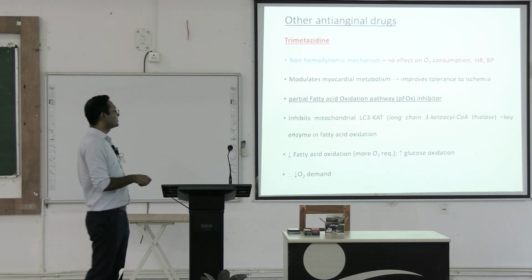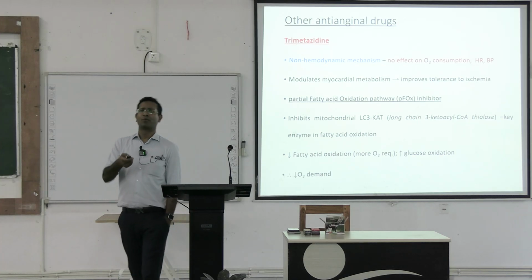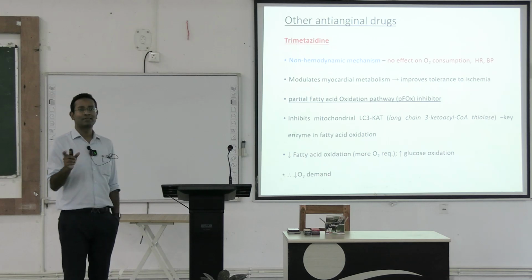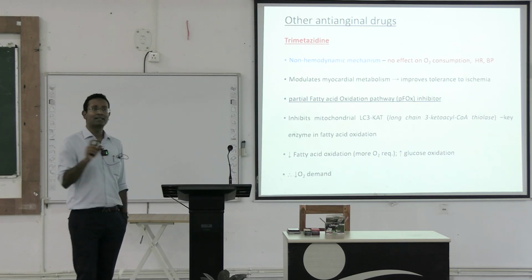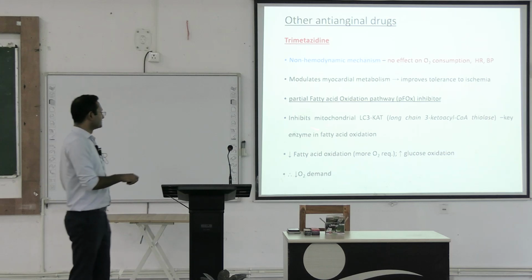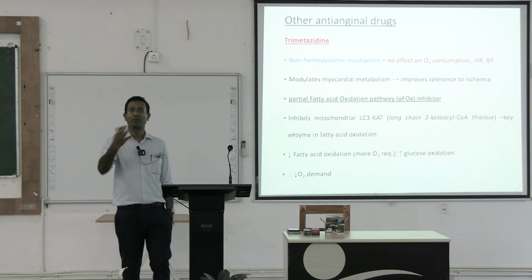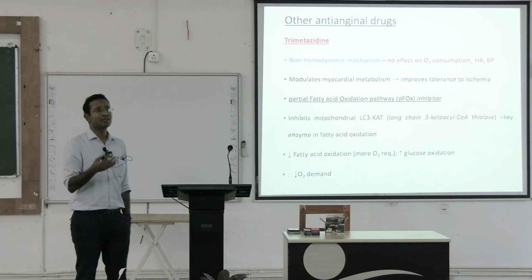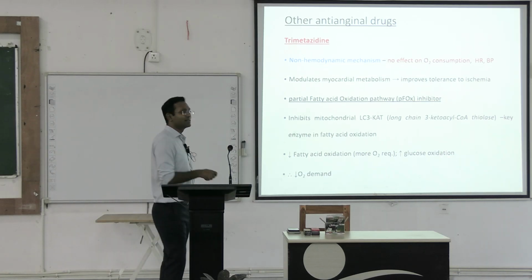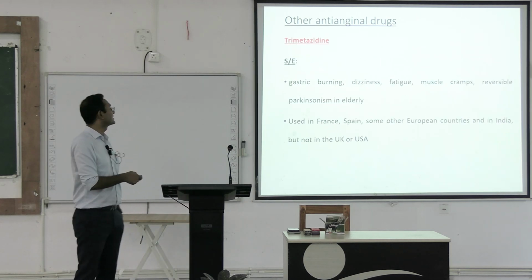It inhibits mitochondrial long-chain 3-ketoacyl CoA-thiolase (LC3-KAT), the enzyme for fatty acid oxidation. Basically, it's a partial fatty acid oxidation pathway inhibitor. So, it decreases fatty acid oxidation, which requires more oxygen, thus reduces the oxygen need, and also increases glucose oxidation. Therefore, oxygen demand is decreased with trimetazidine.